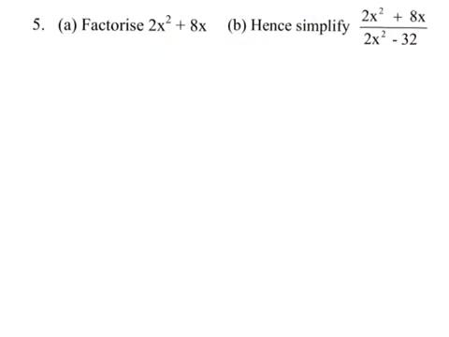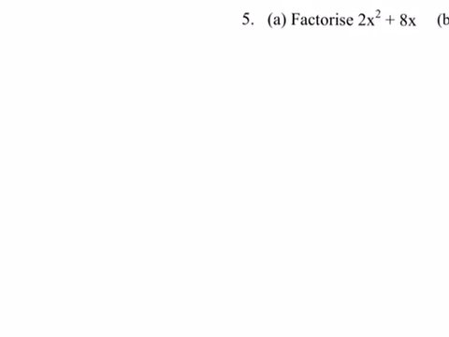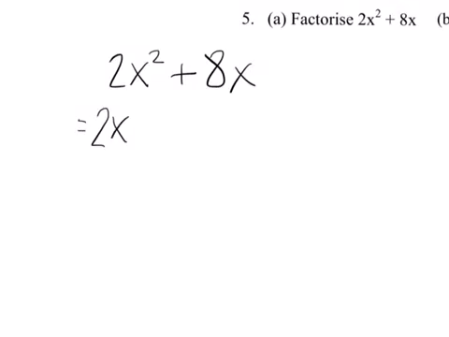So we look at part A first of all, just move to one side. We have 2x squared plus 8x, and we're asked to factorise. You should remember that factorise means that we're going to put the brackets back in, and in this particular one we're looking to take out a common factor, the highest common factor. The highest number that goes into 2 and 8 is 2, and also x goes into both terms as well. So the highest common factor is 2x.